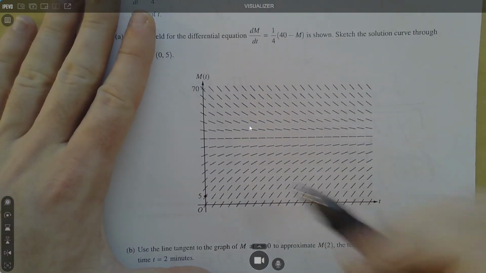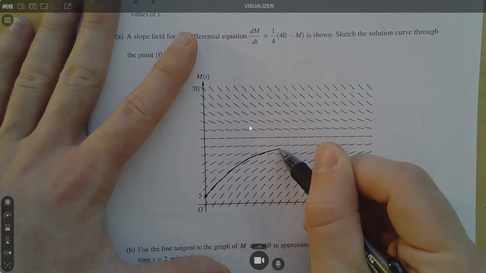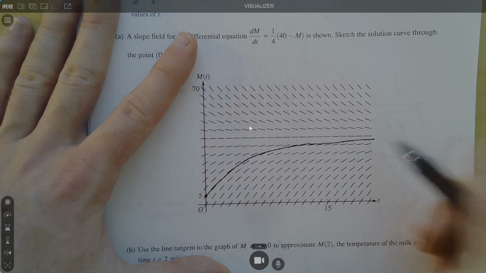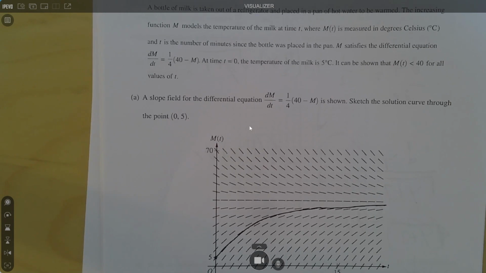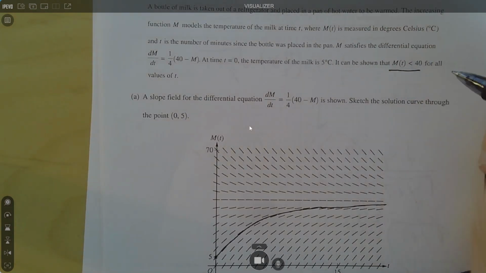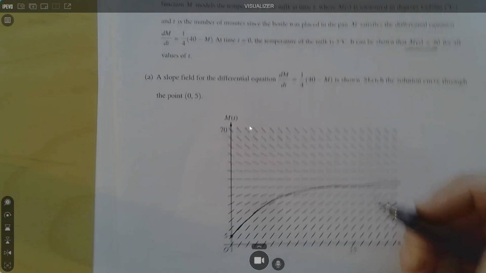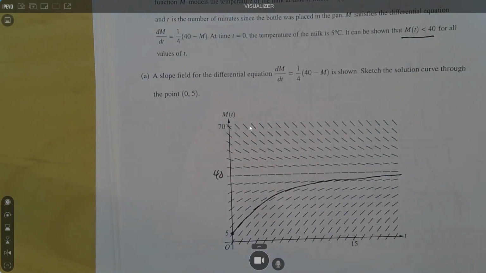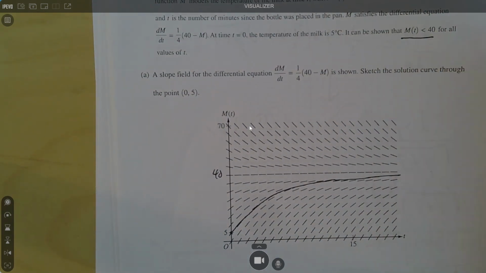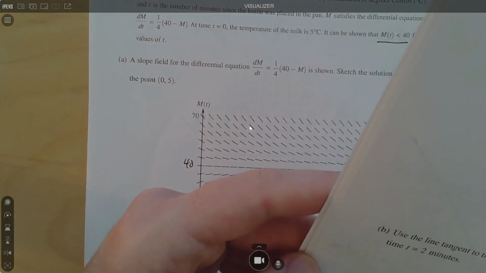Let's do that again. More like this, it looks like. And I think the key of why they're so strict about that is this piece of information right here. This says that the temperature is never going to reach 40. And this right here is 40. So if I'm reaching 40, then I'm breaking that rule. So perhaps that's why they're so strict about it. That makes sense. But good lesson there.